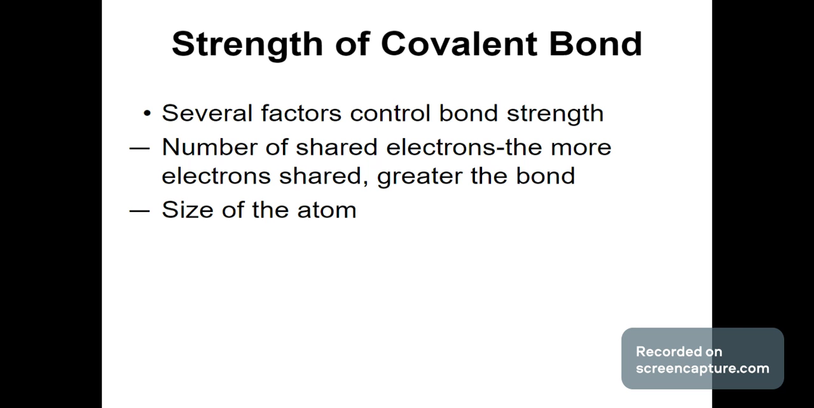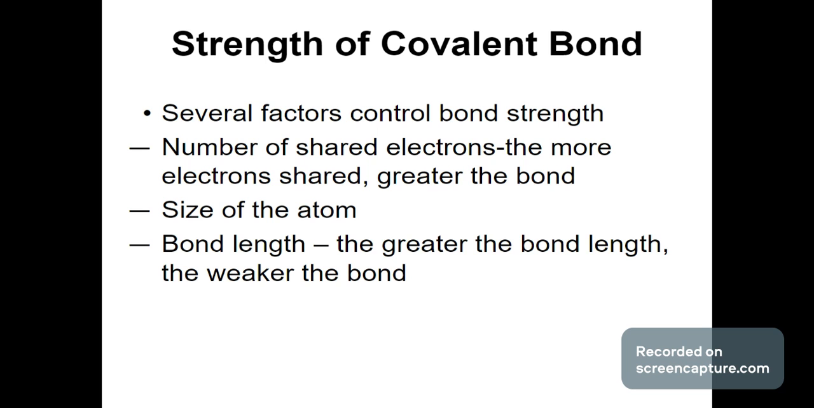And you also want to keep in mind that the smaller elements are going to be harder to pull away because of ionization energy, and that's going to affect the bonding. Bond length: the greater the bond length, the weaker the bond is. So the further away it is, proximity is a big important factor with the strength of bonds. The closer and tighter packed, even smaller, the stronger it is.